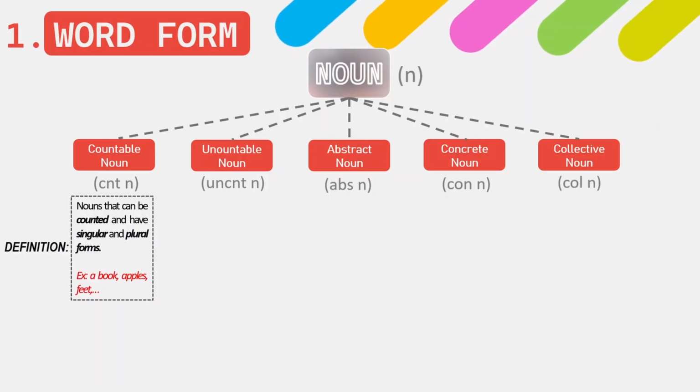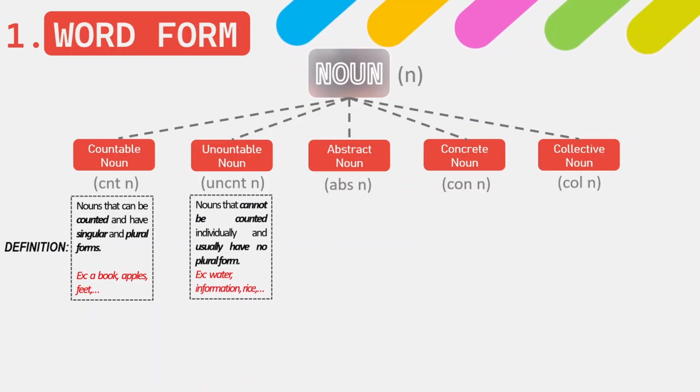Countable nouns refer to people, animals, places, objects, or ideas that can be counted as individual units. They have both singular and plural forms and can be used with numbers. They can be counted like 1, 2, 3, etc. They can be used with a or an, many, few, several, these, and those. For example, like a book, apples, and feet.